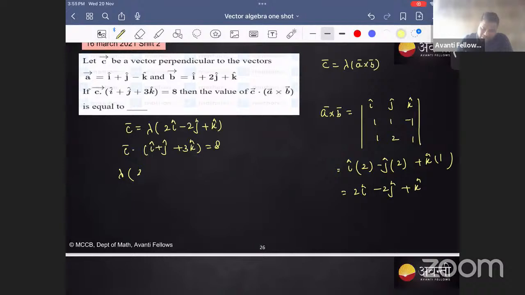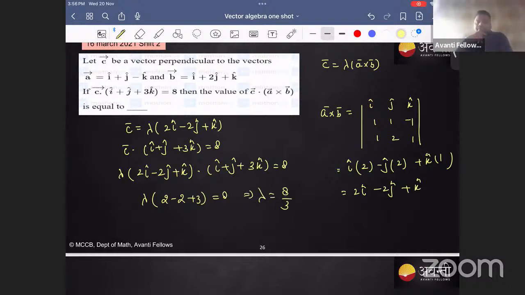So C dot I cap plus J cap plus 3K cap is 8. Lambda times 2I cap minus 2J cap plus K cap dotted with I cap plus J cap plus 3K cap is 8. So 2 minus 2 plus 3 is 8. This implies lambda is 8 upon 3. Got it? So once you get lambda, you get C. C is 8 upon 3 times 2I cap minus 2J cap plus K cap.